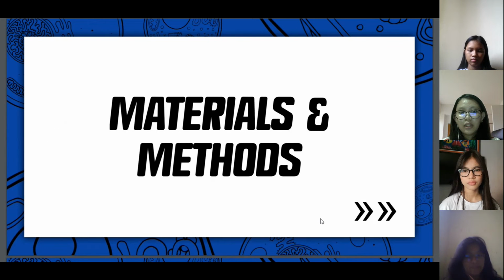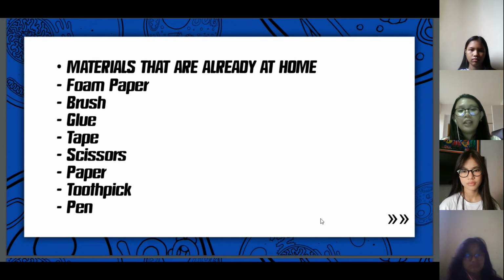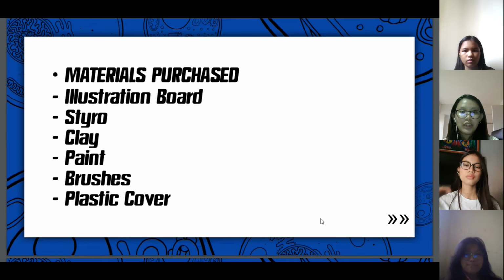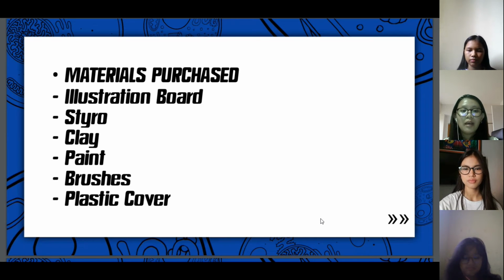Materials and methods. Here are the materials that are already at home: foam paper, brush, glue, tape, scissors, paper, toothpick, and pen. And here are the materials we purchased: illustration boards, styro, clay, paint, brushes, and plastic cover.